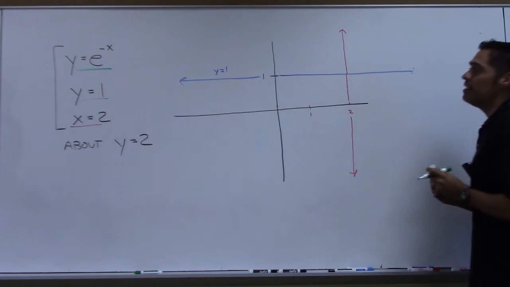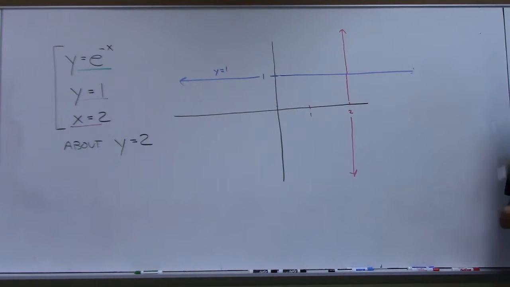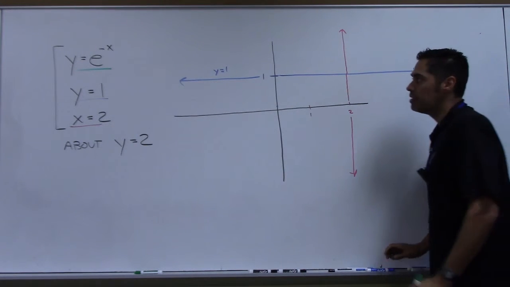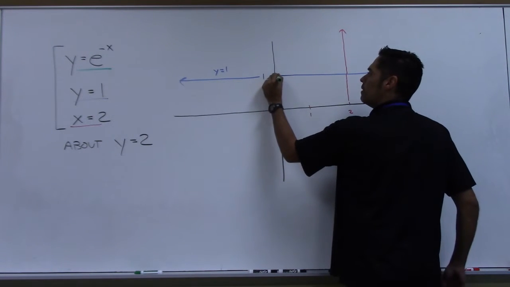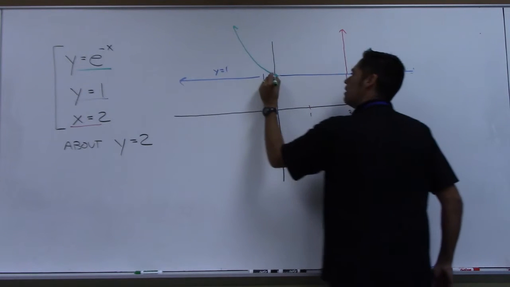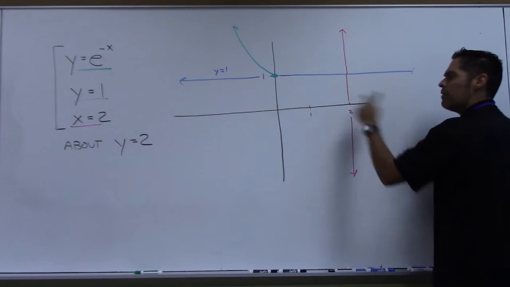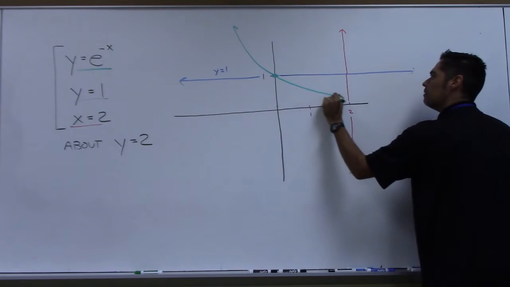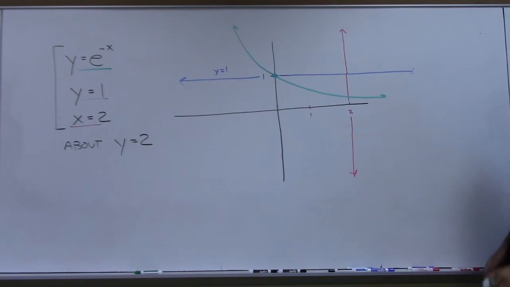All right, e to the negative x, what does that look like? It's e to the x flipped over the y-axis. It's the reflection of e to the x. So it looks like, goes up like this. Never hits the x-axis, right? So it comes down and something like that. E to the negative x.